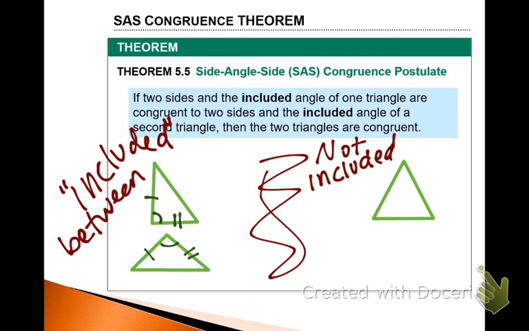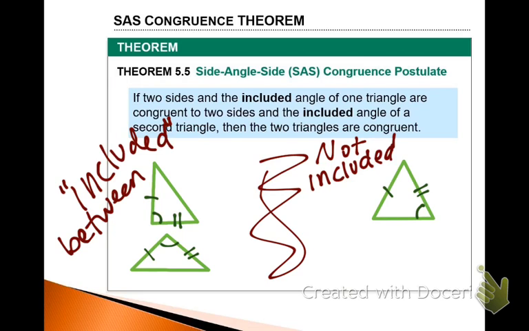So not included would look like this. I have two sides congruent and an angle over here. Is this angle between my two sides? No, this angle would be in the top. So this would also not be included. So when it says the word included, it's very, very important, because it has to be included.